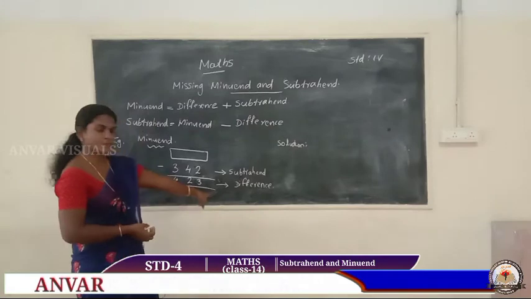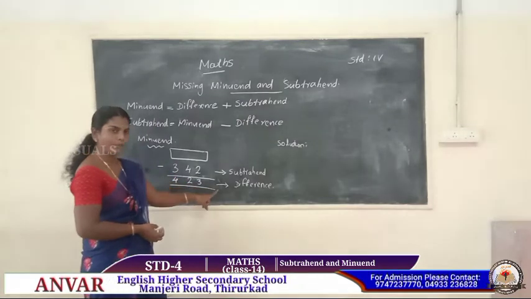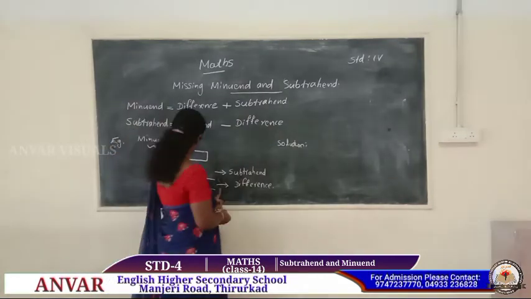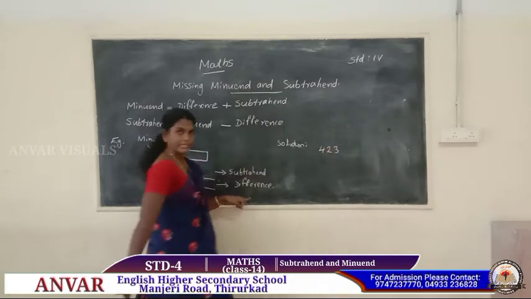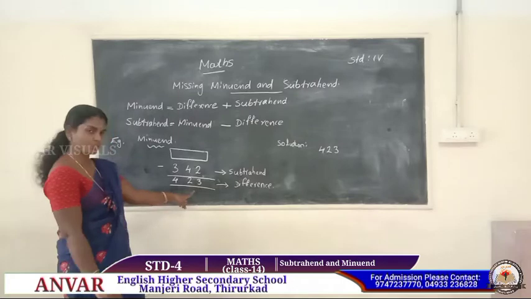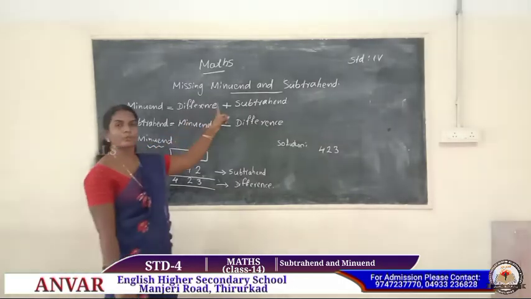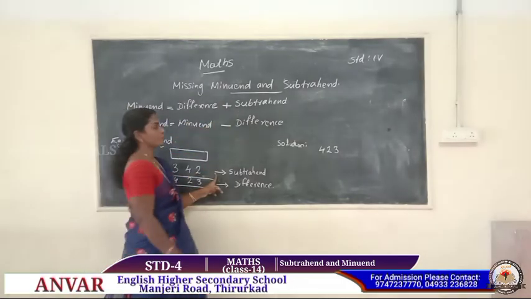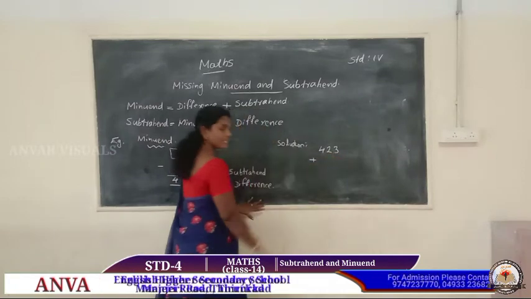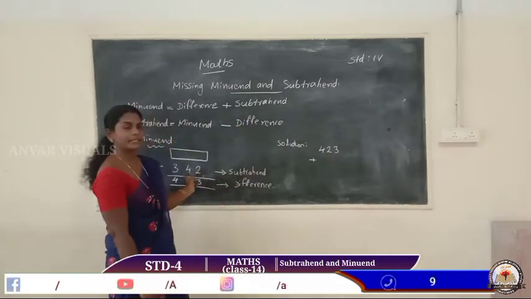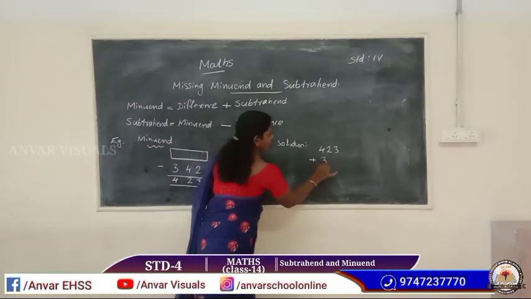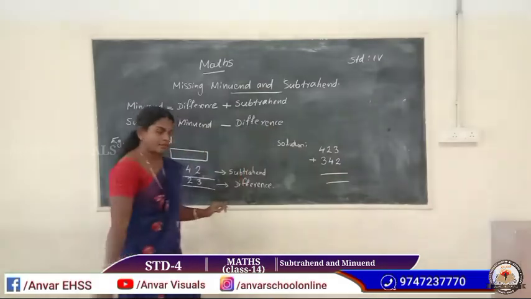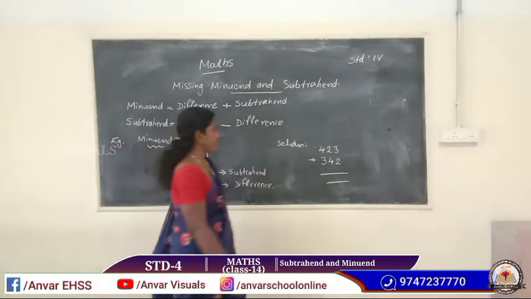What is the difference here? From this problem, we can get the difference. That is 123, the difference from this question. Then we need to add the subtrahend. So plus, what is the subtrahend given here? That is 342. Okay, so let me solve this problem.